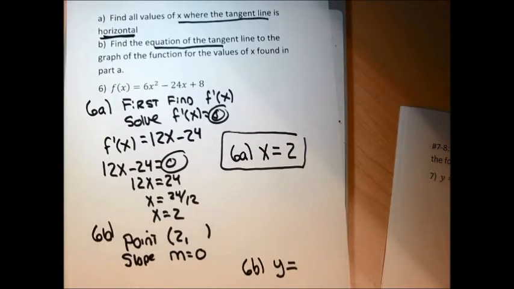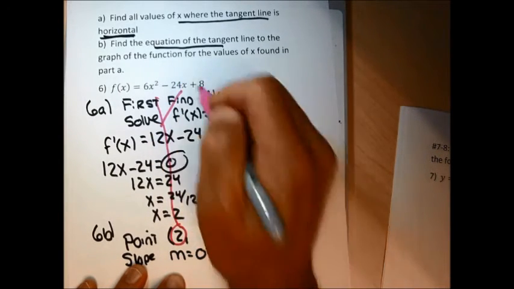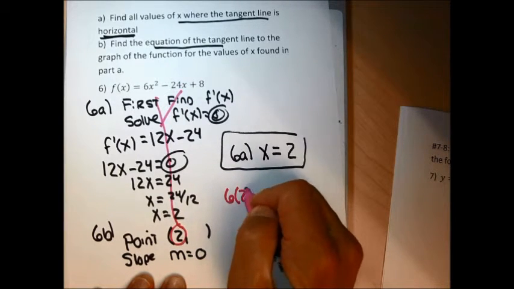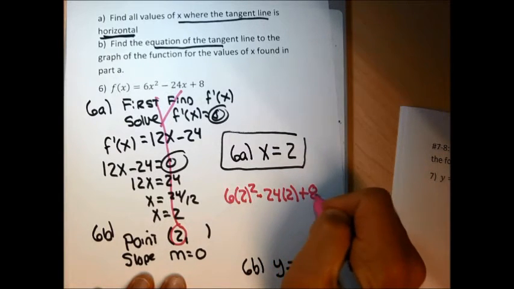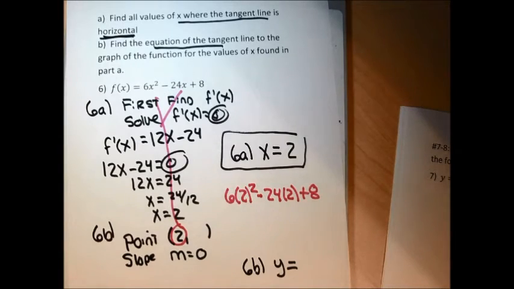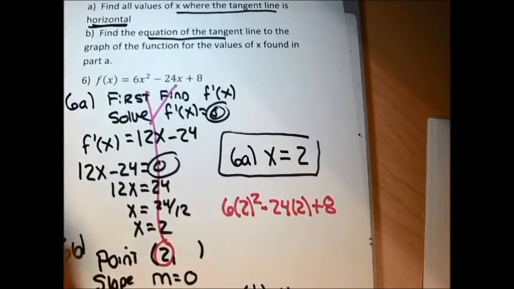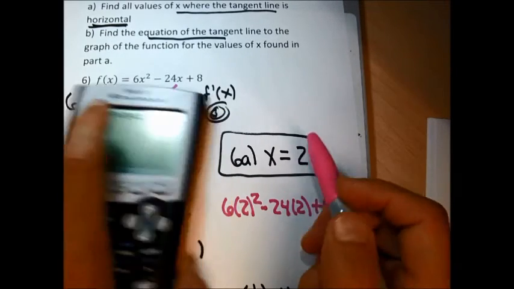To finish this problem up, I need to get the y-coordinate of the point. To get the y-coordinate of the point, I take the x-coordinate and plug it into the original function. So I go 6 times 2 squared minus 24 times 2 plus 8. There's kind of two ways to get it on my calculator. I can get it from the main screen, or I can get it from the y equals graphing screen. From the main screen, I would just go second quit, clear, 6 parentheses, 2 squared minus 24 parentheses 2 plus 8. And that's going to give me the y-coordinate as negative 16.